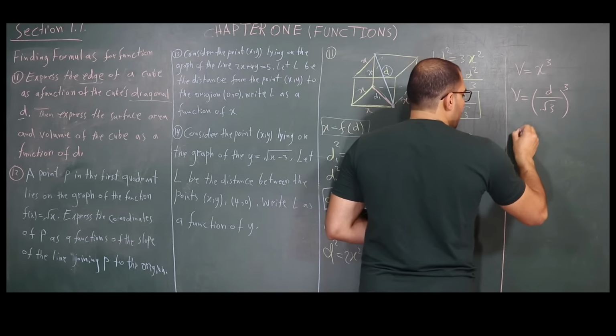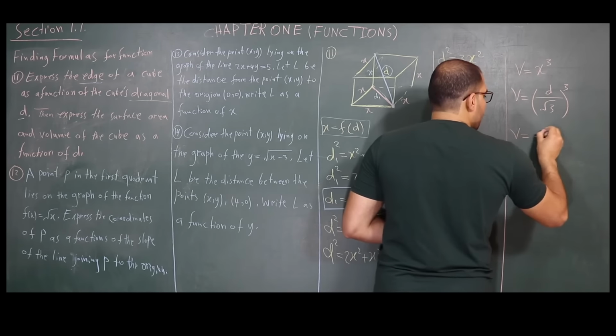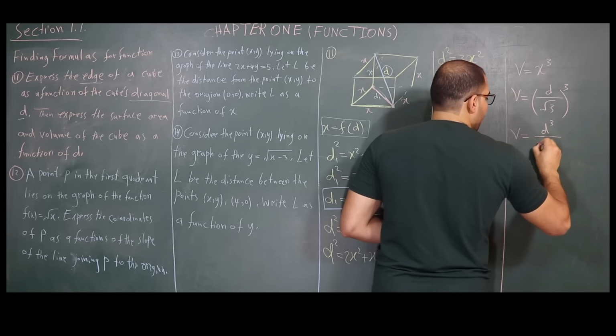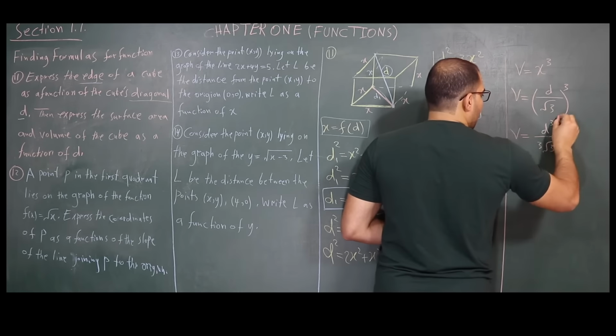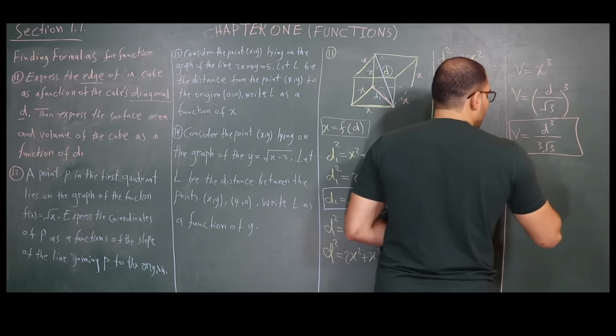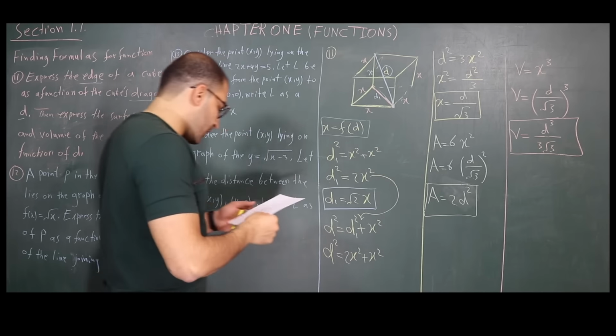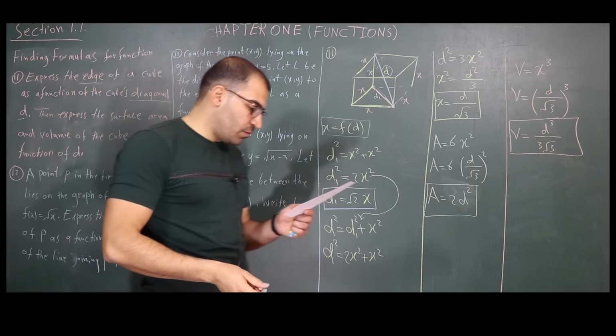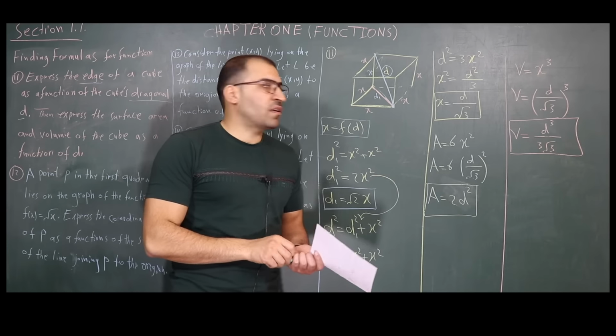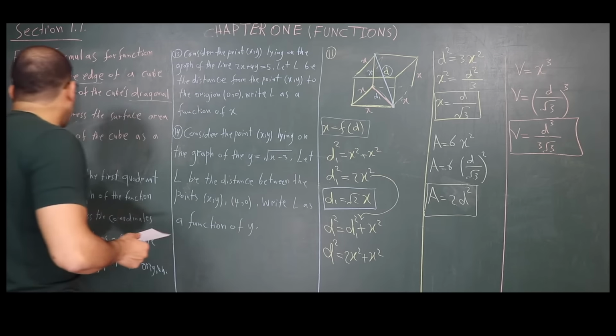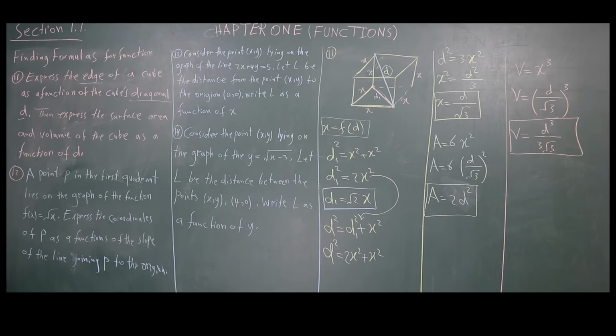So V will be d cubed over 3, and we expressed the volume as a function of the variable d, which is not actually a variable. It is just the length of the diagonal of the cube. We solved exercise number 11.